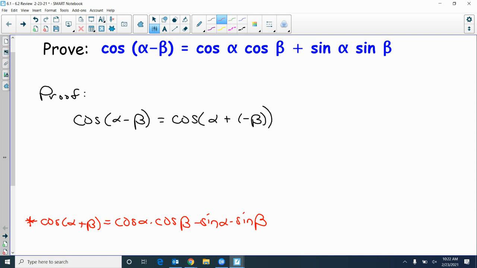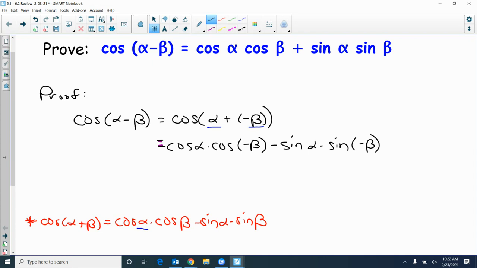But when you do that, because it's a plus, I've got two angles. The first angle is going to be the same as alpha. The second angle, though, has to be negative beta. So this is the key step here. So it becomes cosine of alpha times cosine of negative beta minus sine alpha times sine of negative beta.